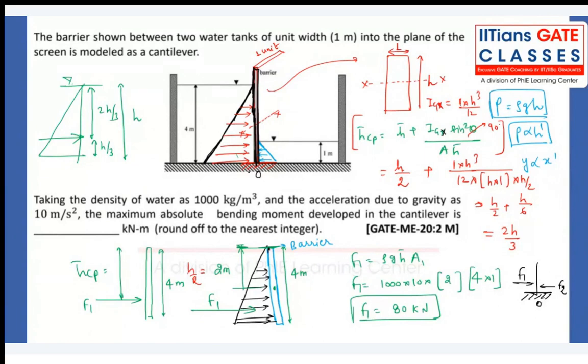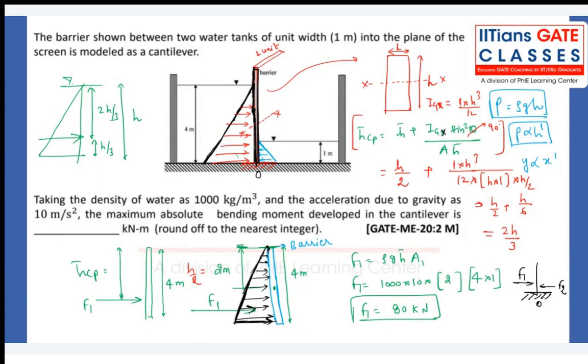Now, starting with the left side water of the barrier, I will have the pressure variation, a uniformly varying load. This is my pressure variation. No, that is not correct. You're talking about the absolute bending moment, right? So this is my total pressure variation, and in this pressure variation, this will be a uniformly varying load.